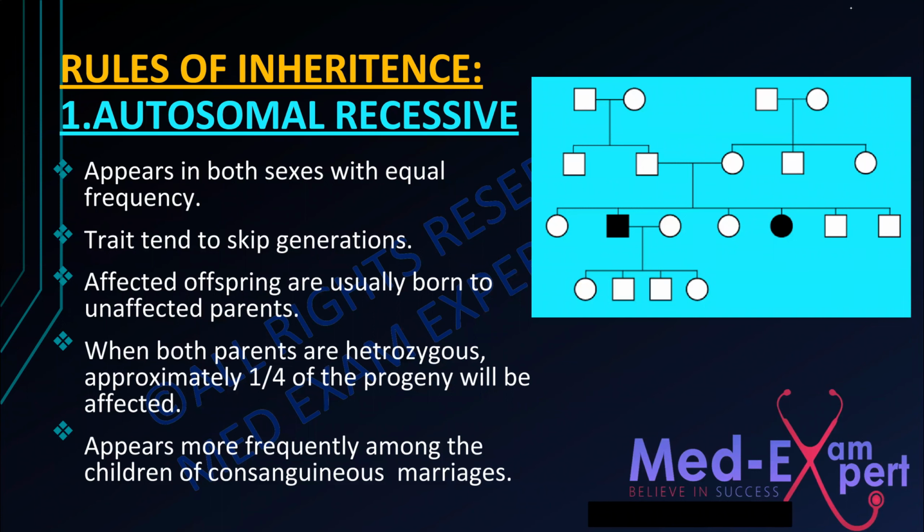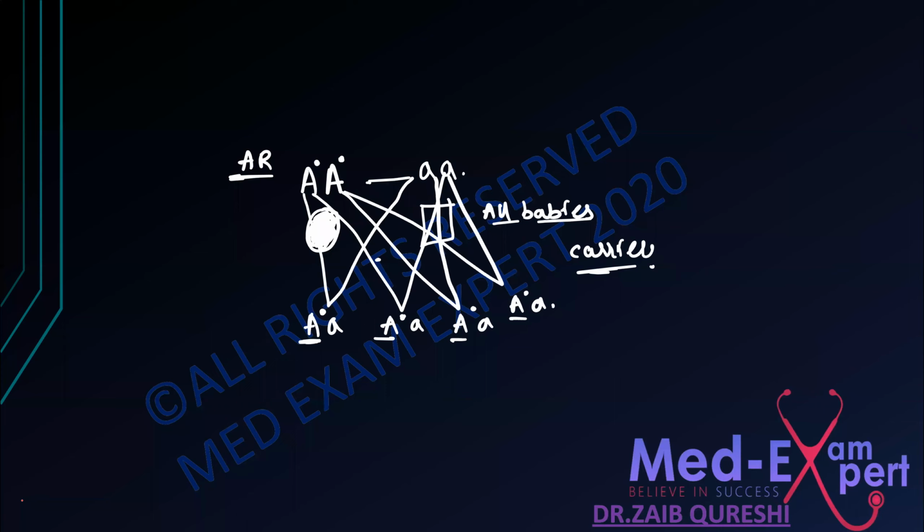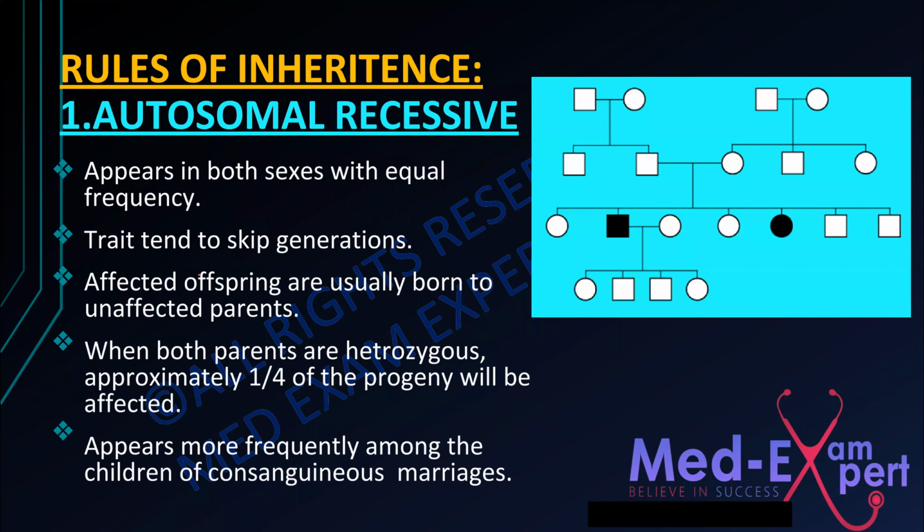Here, it is not necessary that all generations will have the disease. Some generations can skip the disease. And most important, this will be seen in both sexes equally. It tends to skip generations. Affected offspring are usually born to unaffected parents, right? When both parents are heterozygous, only 1/4 of the babies will be affected, as we just saw in the table. This is usually seen in consanguineous marriages, okay?